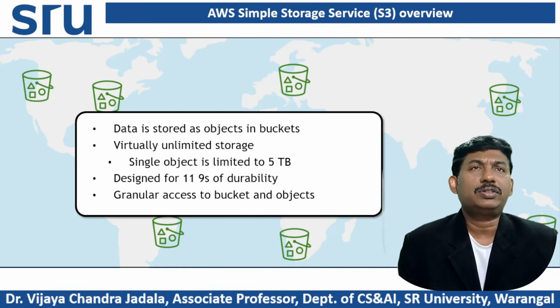So as we discussed, Amazon Simple Storage Service, S3 overview. The overview is data is stored in the form of objects in buckets, and virtually there is no limit of storage. A single object can be up to 5 TB, designed for 11 nines of durability, that is 99.999999999%. Then granular access to buckets and objects.